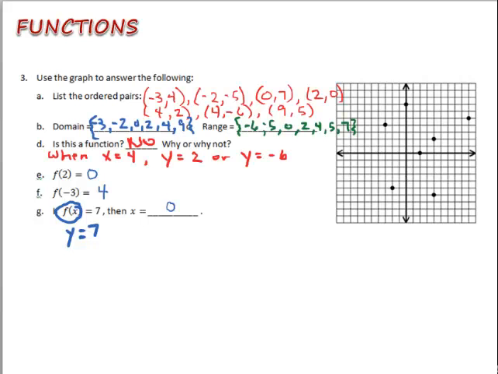Are you ready to get started? Let's go ahead and get started again. Okay. List the ordered pairs. Go ahead and look at those ordered pairs. Negative 3, 4; negative 2, negative 5; 0, 7; 2, 0; 4, 2; 4, negative 6; and 9, 5.